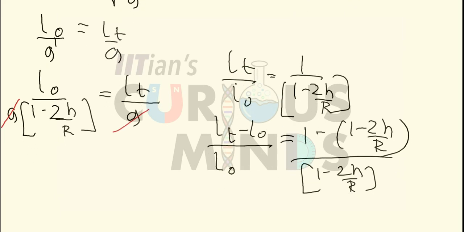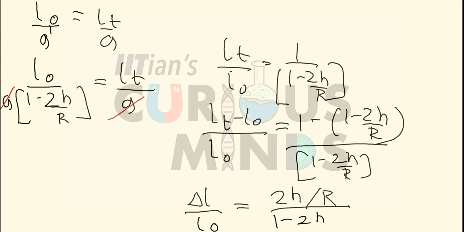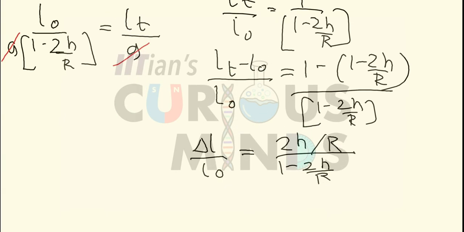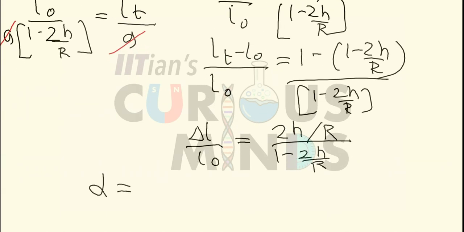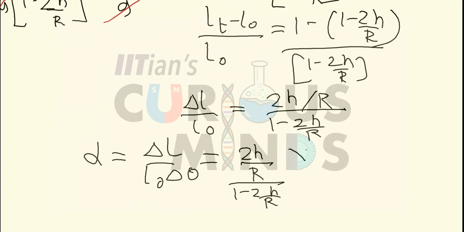So basically the 1s will get cancelled out. LT minus L naught, which I can write as delta L, divided by L naught will be equal to 2h divided by r into 1 minus 2h divided by r. Now we have to find the value of alpha. Alpha is equal to delta L divided by L naught delta theta. The change in temperature delta theta here is 10 degrees Celsius.